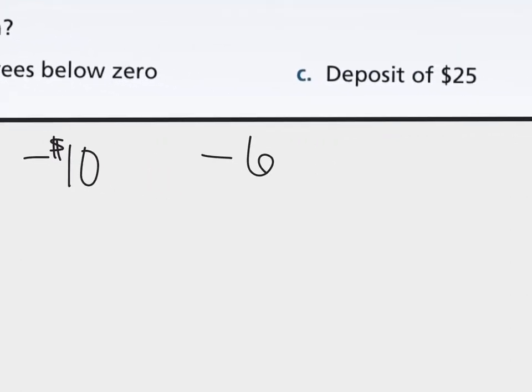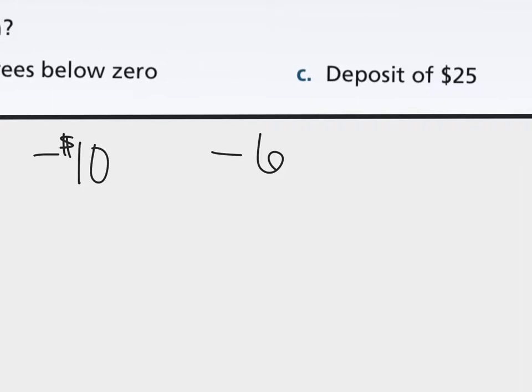And then part C, a deposit of $25. Deposit means we're putting money into a bank account. So in terms of our bank account, that would just be 25 or positive 25. And again, if you want to put the dollars there, you can. If you want to put a positive sign there, you can. Although if you don't put a positive, it's assumed to be positive if there's no sign there.